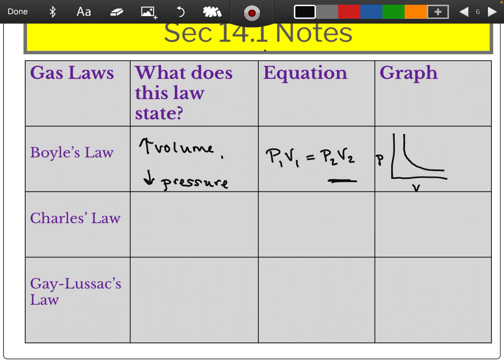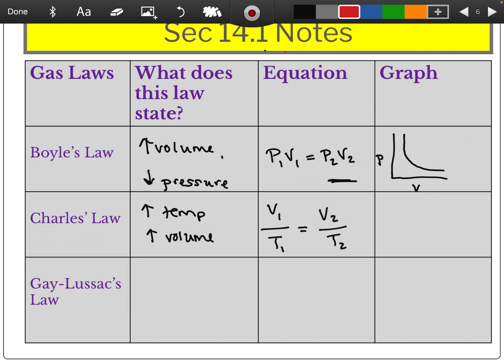Charles' law relates volume and temperature. So when you increase the temperature, those particles are going to move around, they're going to spread out. If it's in a container that is able to expand, it will also increase the volume. So as you increase the temperature, you increase the volume. The equation for Charles' law is V1 over T1 is equal to V2 over T2.